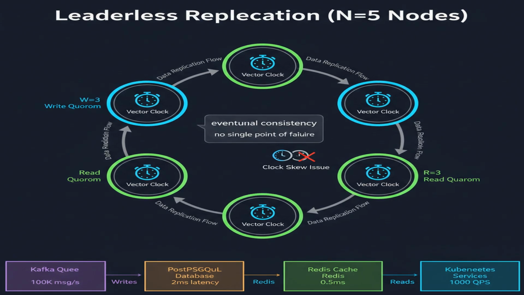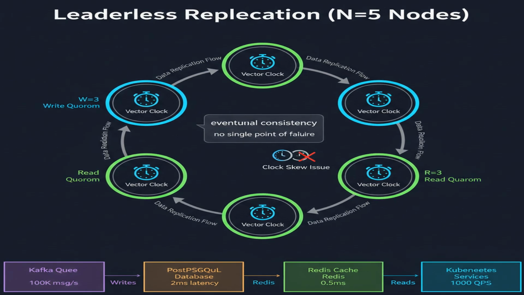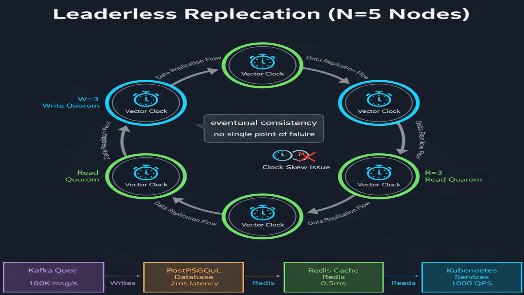We use vector clocks because they provide a mechanism for detecting and resolving conflicts in a distributed environment, unlike simple timestamps, which can be unreliable due to clock skew. Here's the twist. Even with eventual consistency, we can use techniques like hinted handoff to improve durability.